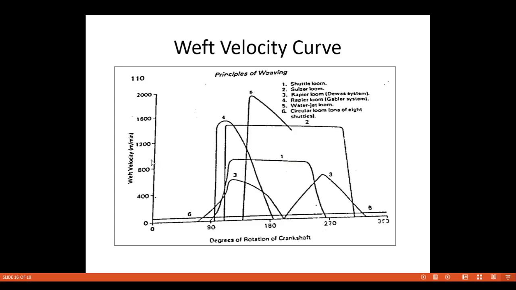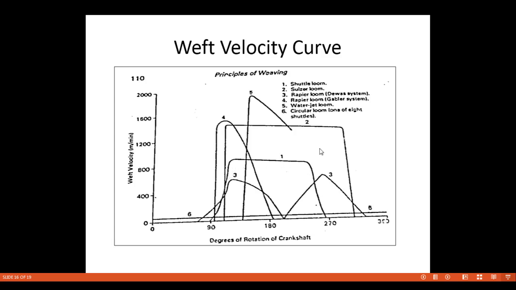It is near about 900 meters per minute, and when the shuttle reaches the opposite shuttle box, the swell mechanism is there to reduce the speed of the shuttle, so weft velocity gets reduced, and again the shuttle strikes the picker, and the complete shuttle will come to zero position, zero velocity, and rest position at 270 degree. So this is the curve of weft velocity, the behavior of weft velocity in the shuttle picking system.